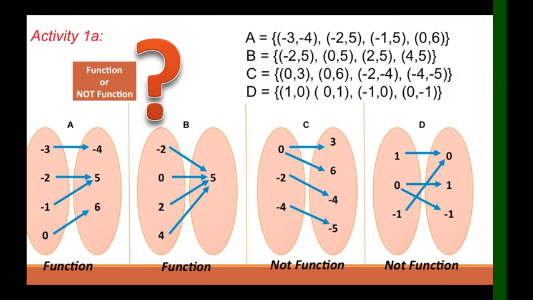Let's go back to our figure. This one is a function because there is no repeating first element. This one is a function because there is also no repeating arrow. For this one, it is not a function because 0 repeats twice. For this one again, 0 repeats twice, so this is not a function. No matter how many times y repeats, we don't care. We just care about x, the domain.